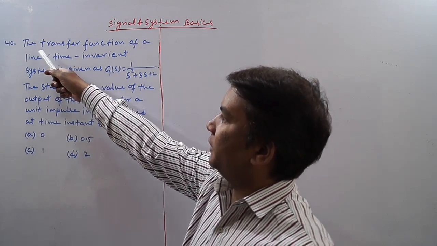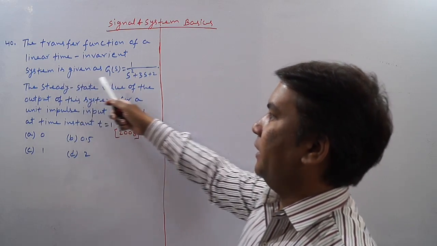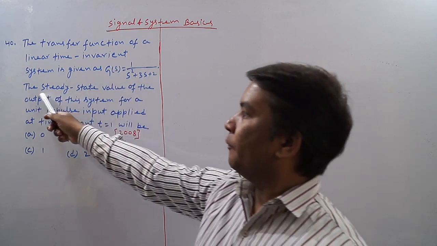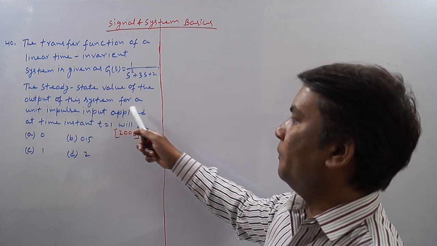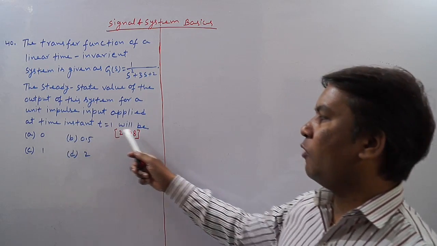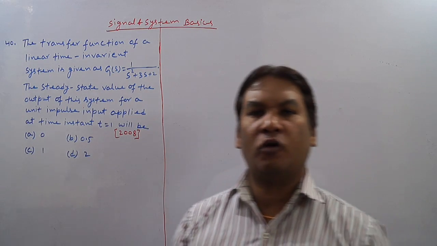The next question is, the transfer function of a linear time invariant system is given as G(s) equal to 1 by s square plus 3s plus 2. The steady state value of the output of this system for a unit impulse input applied at time instant t equal to 1 will be. There are 4 options given, and this question has been asked in GATE 2008.